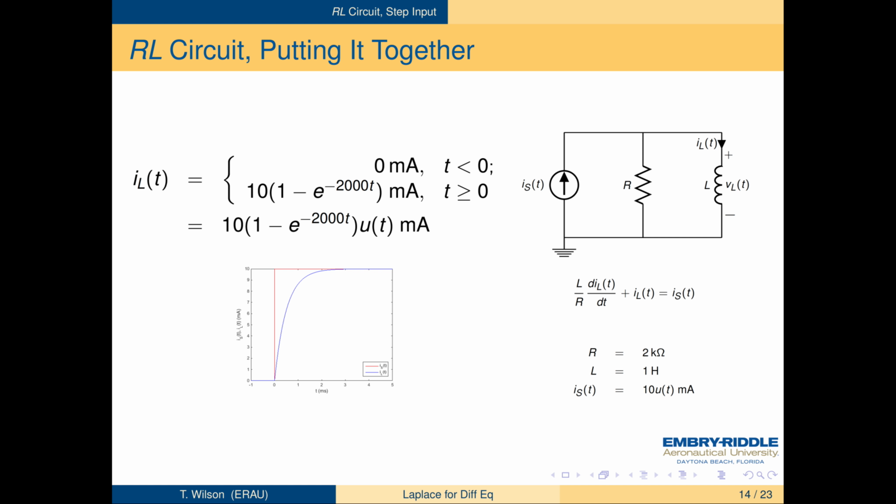The graphs show the input I sub s of t in red and the output I sub L of t in blue. Even though the graph doesn't show it, the forced response would be a constant 10 milliamps for t greater than or equal to 0, and the natural response would be minus 10 e to the minus 2000t milliamps, giving us the resulting total response.